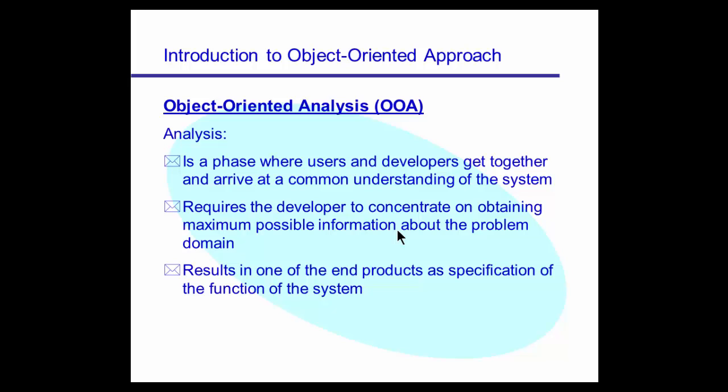The third phase is going to be the result phase. The result is one of the end products, as the specification of the function of the system. The results speak for themselves. This is the one word you can use to define this phase in object oriented analysis. Results should be predefined and predicted, and only then should you put them in the analysis phase and give it to the user.